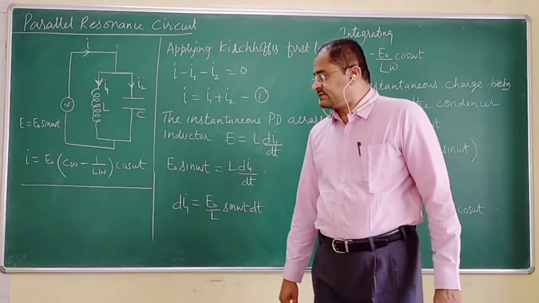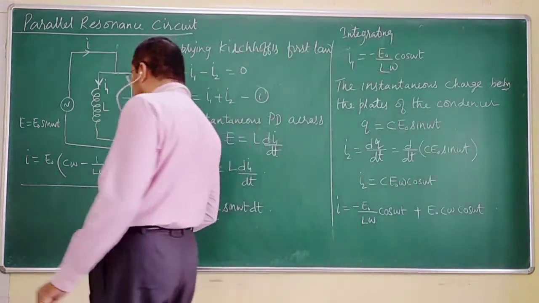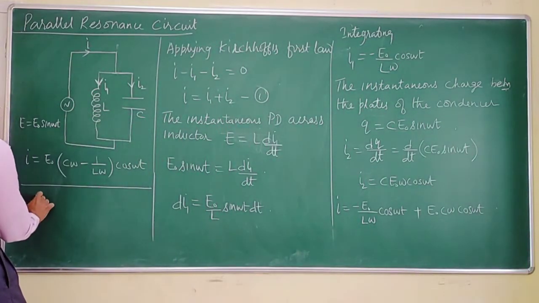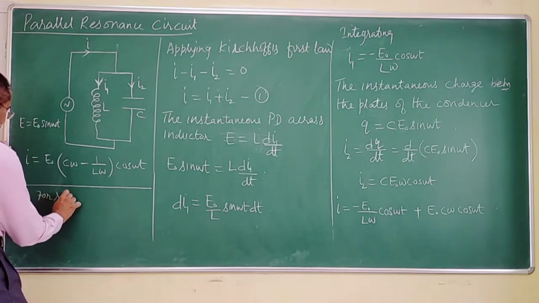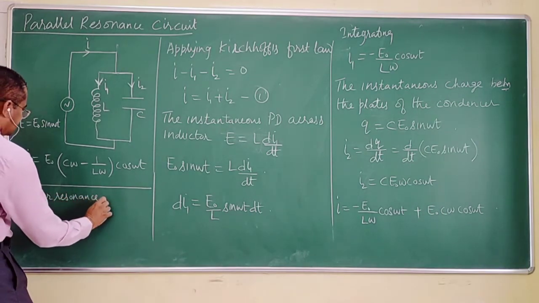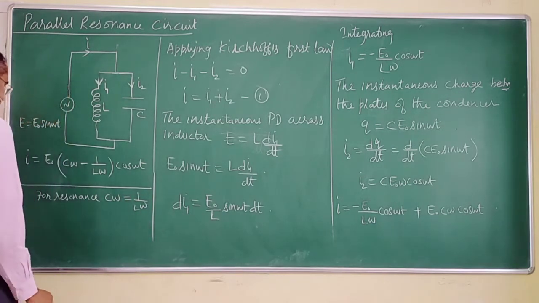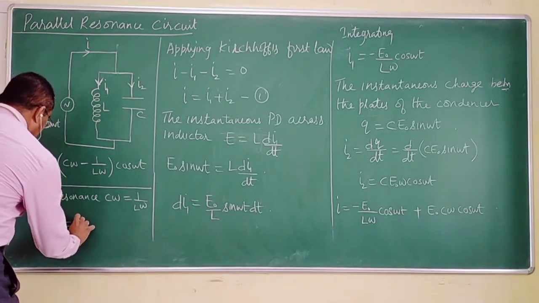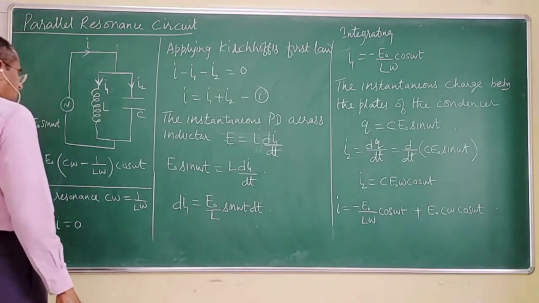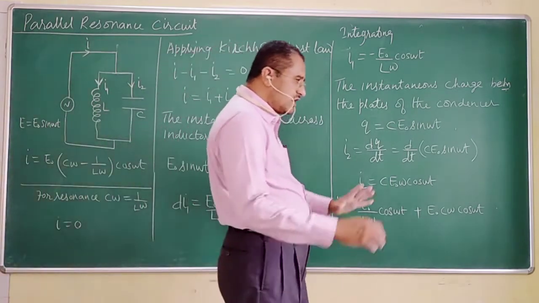Now, sir, for resonance to happen, C omega should be equal to 1 upon L omega, in which case the current becomes equal to 0. So what is the inference here? What are we trying to tell you?